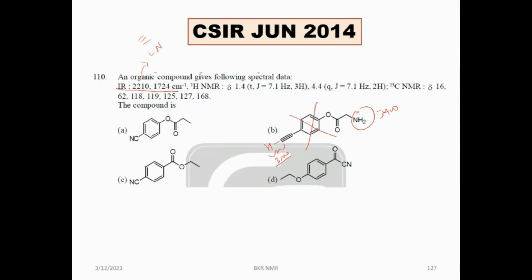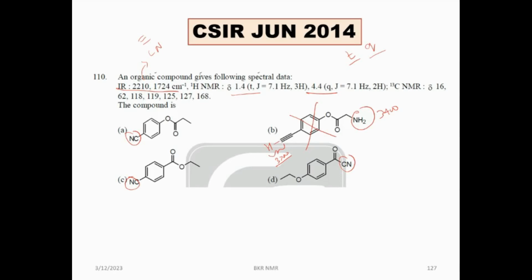Now 2200 can be a nitrile. Here there is a nitrile, here there is a nitrile. Okay, so I have nitriles here. Now you can see that I have a triplet and quartet combination. As she rightly pointed out, the quartet is coming at 4.4. So what does a triplet quartet combination mean? What did I say already? What does triplet quartet mean?